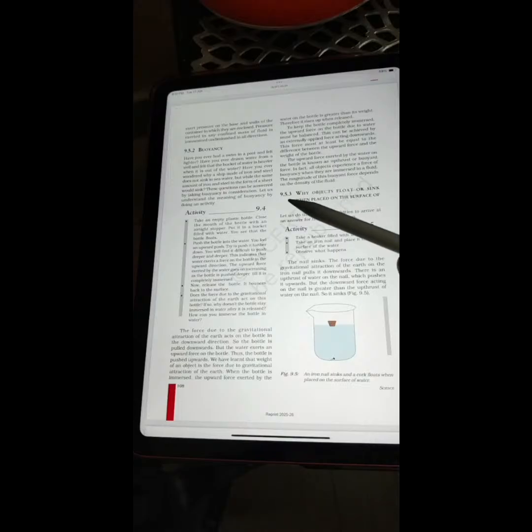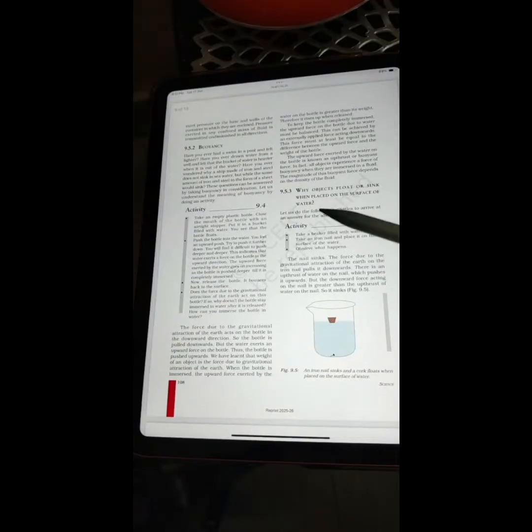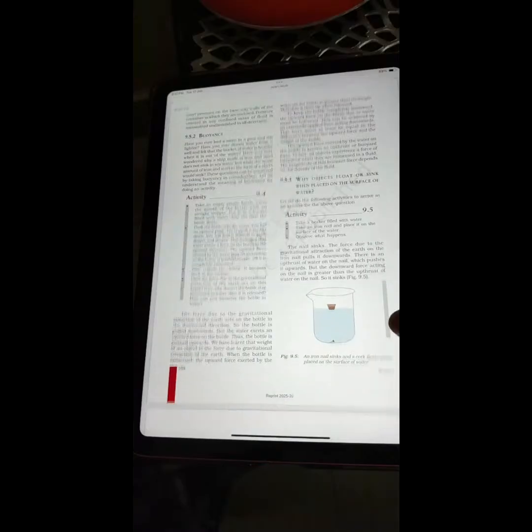Let's move on to the next topic, 9.5.3, why objects float or sink when placed on the surface of water. Let us do the following activities to arrive at an answer for the above question. Take a beaker filled with water, take an iron nail and place it on the surface of the water. Observe what happens. The nail sinks. The force due to the gravitational attraction of the earth on the iron nail pulls it downward. There is an upthrust of water on the nail, which pushes it upwards, but the downward force acting on the nail is greater than the upthrust of water on the nail, so it sinks.